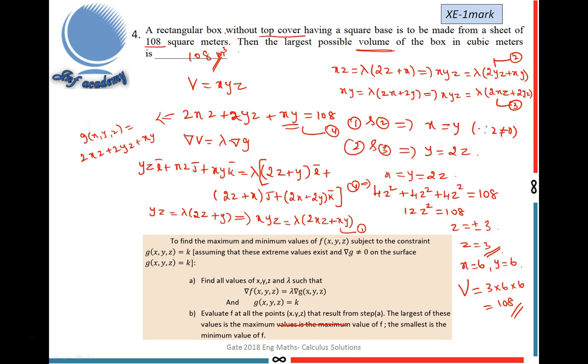These are the GATE 2018 engineering mathematics questions related to the topic calculus, subtopic maxima and minima of one variable and two variable functions.